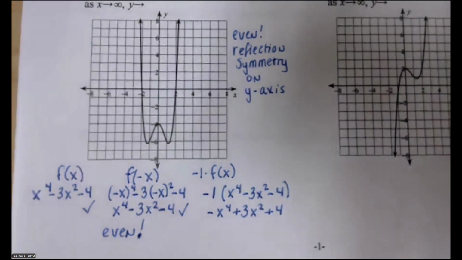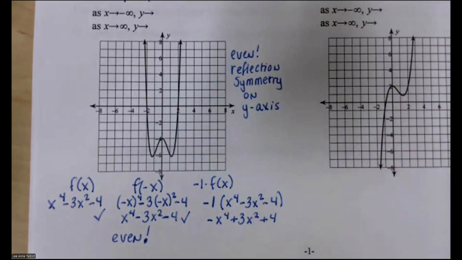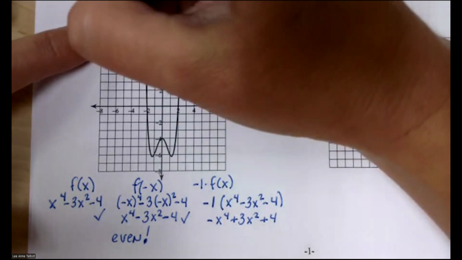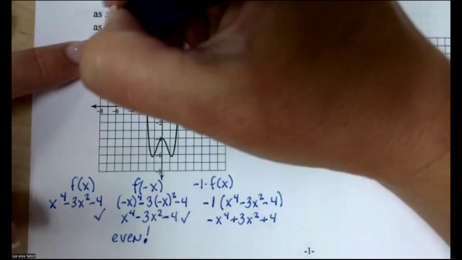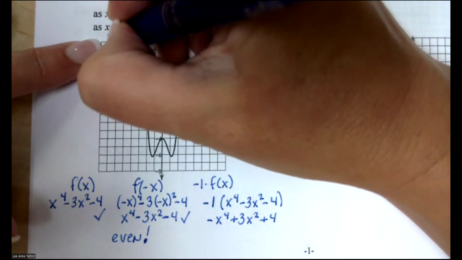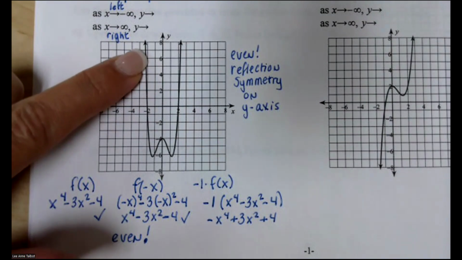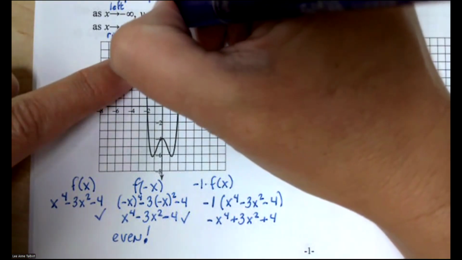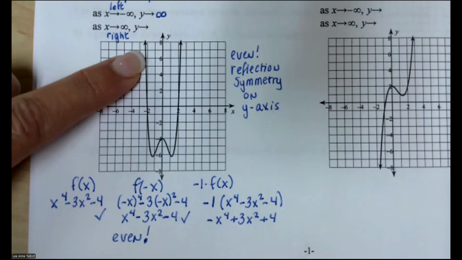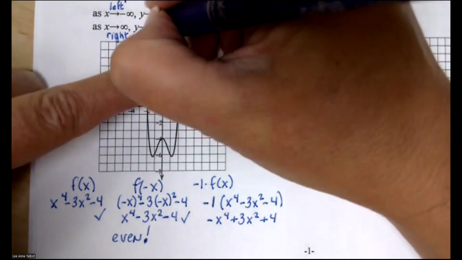Okay, then lastly, it's going to ask us to provide the end behavior. And to remind you, the top arrow is the left, the bottom arrow is the right. So what is my left arrow doing? It's going up. And what's my right arrow doing? Going up.